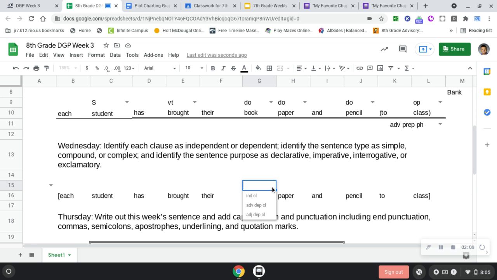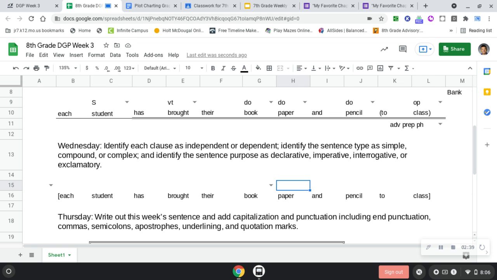When you click on this box, now you have three options. Do we have an independent clause where it makes sense on its own and stands by itself, or do we have a dependent clause where it still needs help? What do you think, Coop? Does this one make sense on its own? Yeah. Each student has brought their book, paper, and pencil to class.